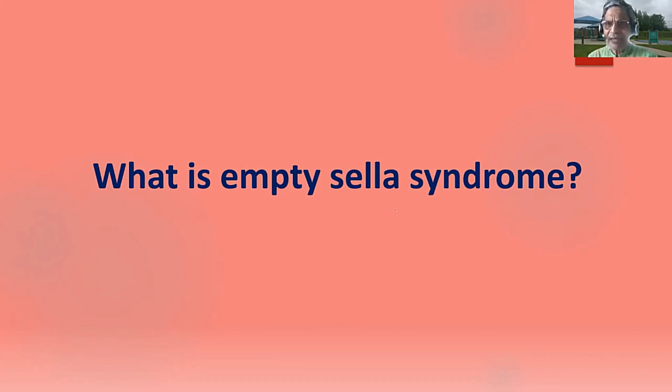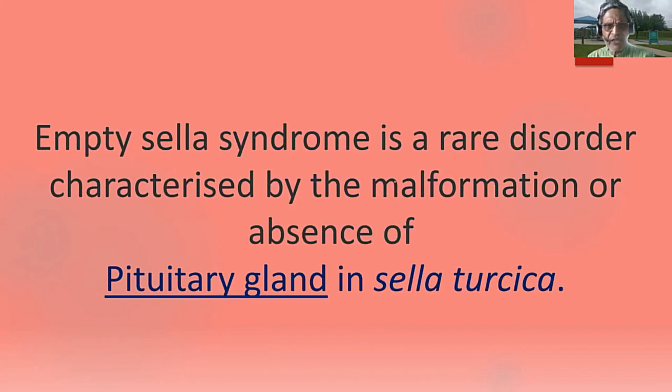Your answer is, sir, the sella is there, agreed. The pituitary has to be there. I find the pituitary appears to be not there, something is not there, like this. That's a clue. Something we cannot tell by definitions. Empty sella syndrome is a rare disorder, a malformation or absence of the pituitary gland in the sella. This is called empty, as if the sella is empty.